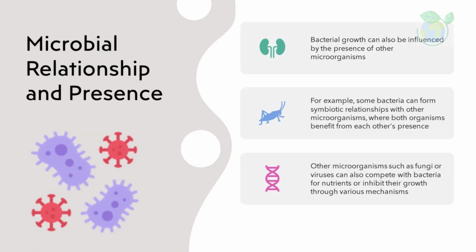Microbial relationship and presence. Bacterial growth can also be influenced by the presence of other microorganisms. For example, some bacteria can form symbiotic relationships with other microorganisms, where both organisms benefit from each other's presence. Other microorganisms such as fungi or viruses can also compete with bacteria for nutrients or inhibit their growth through various mechanisms.